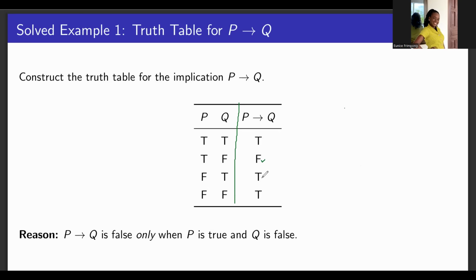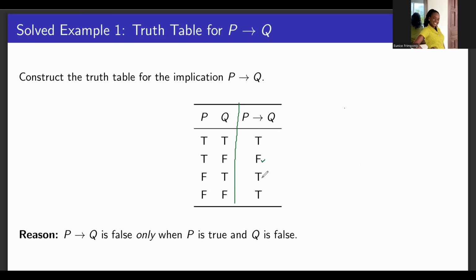Because once P is true and Q is true, P implies Q is true. Once P is false and Q is true, P implies Q is true. Once P is false and Q is false, P implies Q is true. So it is false only when the first one is true and the second one is false. That is when it's false. Every other instance for P implies Q is going to be true.